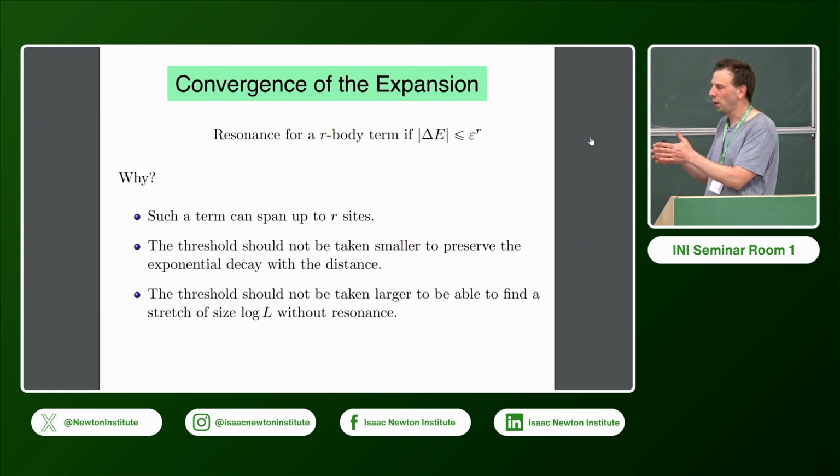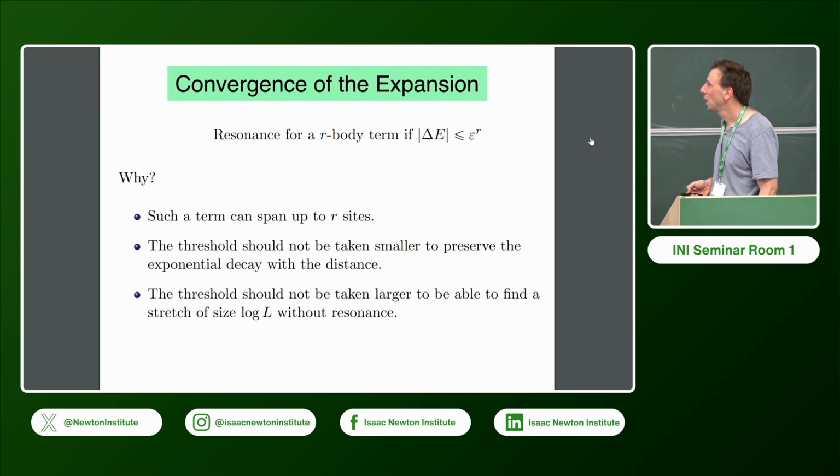As you continue doing this perturbation, you get higher and higher terms which involve more and more bodies, right? And eventually, if you get an R-body term, the resonance threshold should be some epsilon to the power R. You cannot take this threshold much smaller, because it would be good to take it smaller, as then you would have it with high probability, but you would kill your exponential decay. Or you could try to get it larger, and that would be better for the convergence of your series, but then you have it with too small probability, okay, to have the result with probability 1.